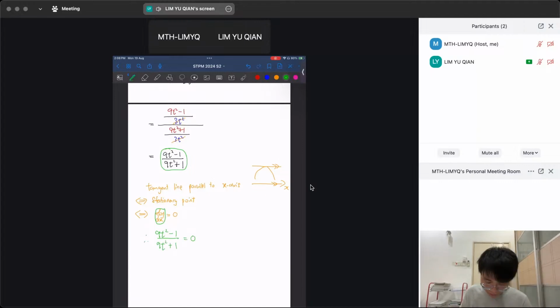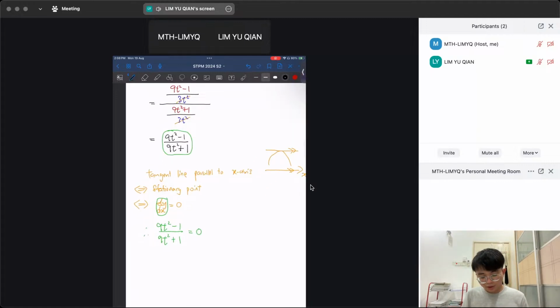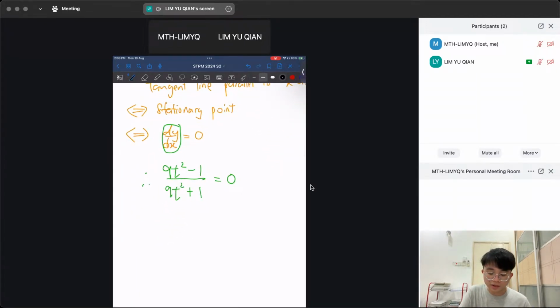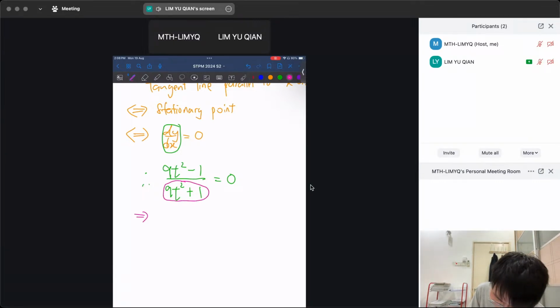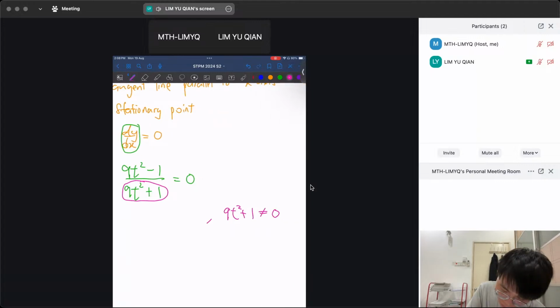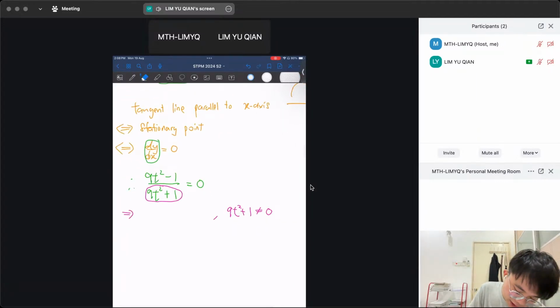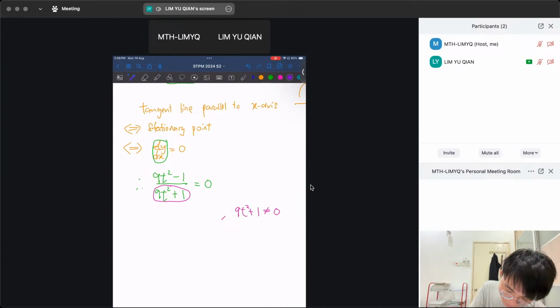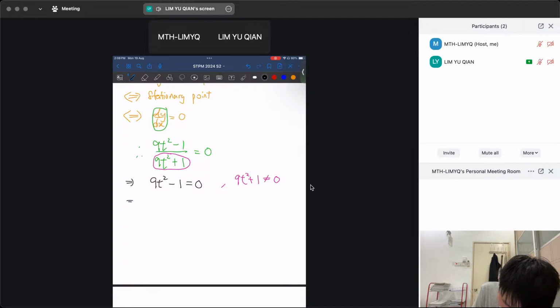Okay, so let's solve this equation. Denominator can ignore, but we must say that denominator cannot equal to 0. Okay, but this is just saying only. Later, after you found the value of t candidate, you have to check the condition. Okay, so 9t squared minus 1 equal to 0 only. Okay, and then find the value of t.